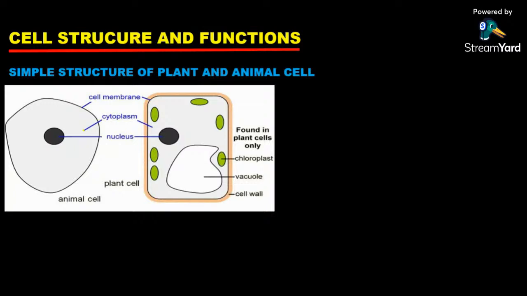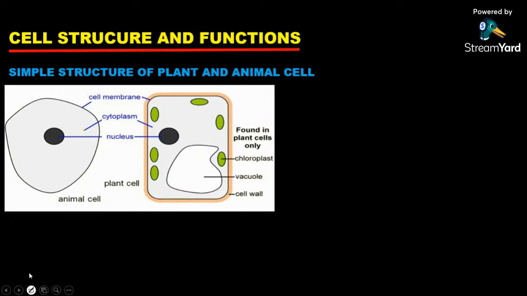Under this part, we are mainly going to focus on a simple structure. I should mention that we are going to study two types of cells, that is plant cell and animal cell. So the first part, we are going to look at the simplified plant and animal cell. So here are the structures of the simple plant and animal cell. What is important here is to label the parts.